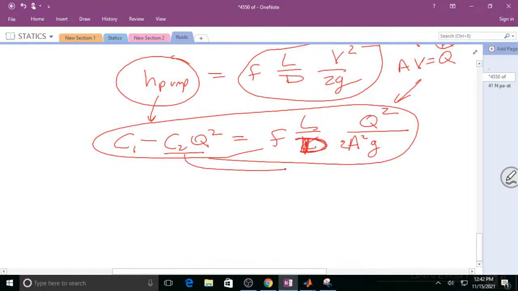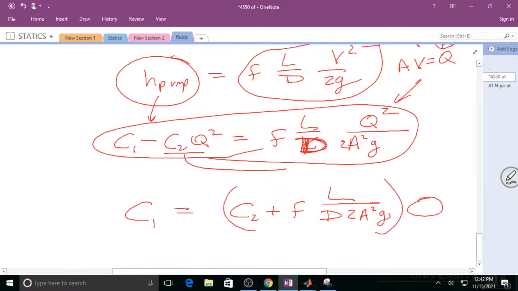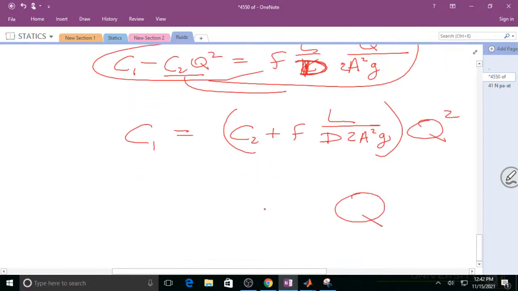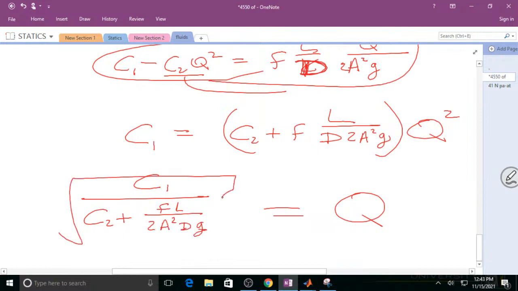You can move this to that side and say C1 is equal to C2 plus f L over D, if I'm careful here, 2 A squared g times Q squared. Then you can say Q is equal to this junk. Okay, hopefully, here I'll do them all together. f L over 2 A squared D g, and then the square root of that.